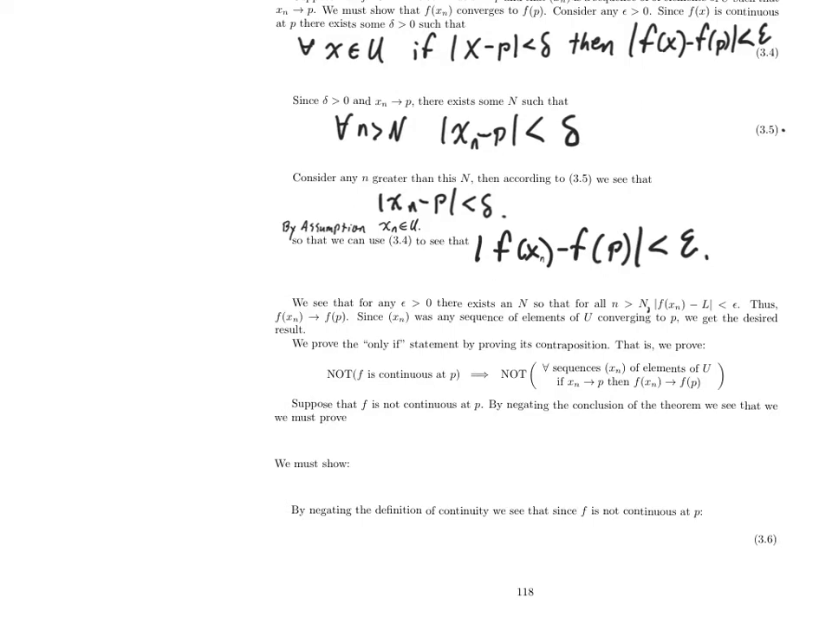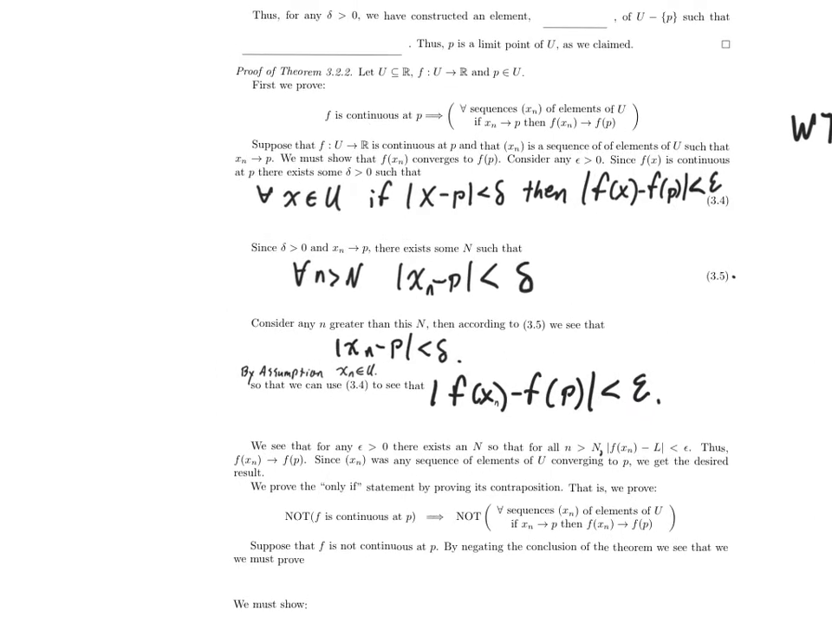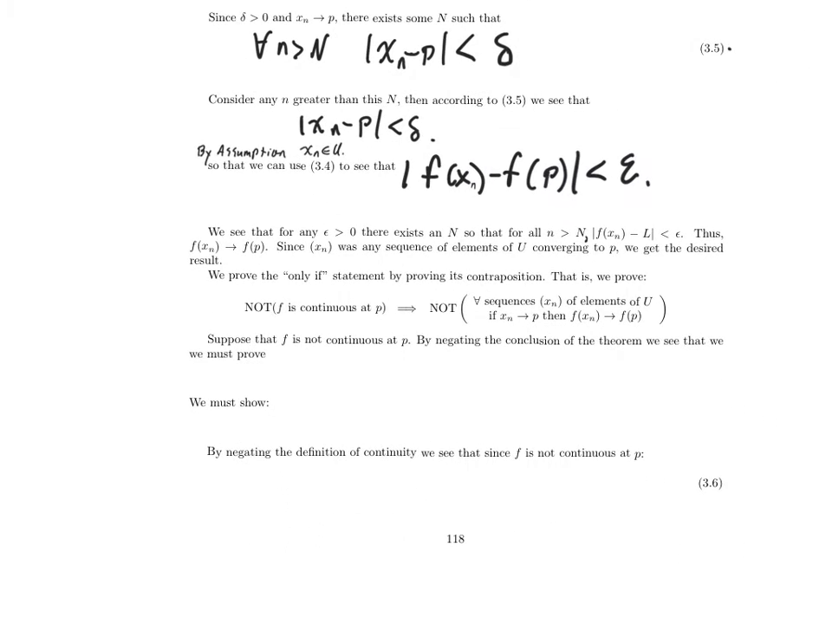Now let's do the reverse direction. It won't be that much harder. So I need to prove that if for every sequence x_n of elements of U, if x_n converges to p, then f of x_n converges to f of p, then f is continuous at p. Instead of proving that, I will prove the contrapositive. I will prove that if f is not continuous at p, then the negation of this statement follows.